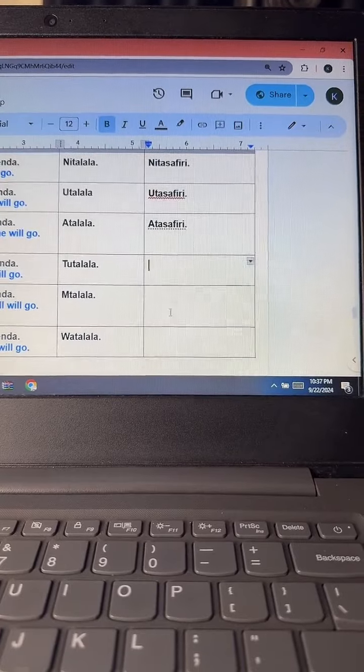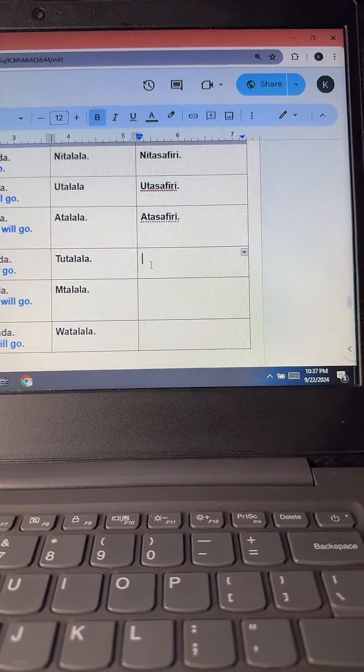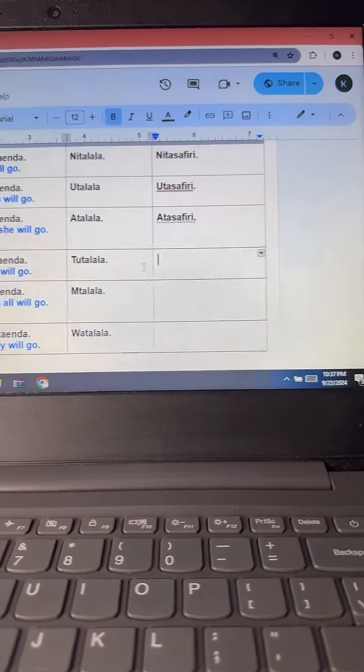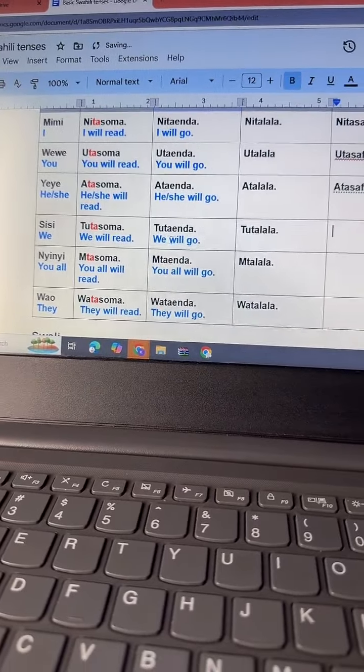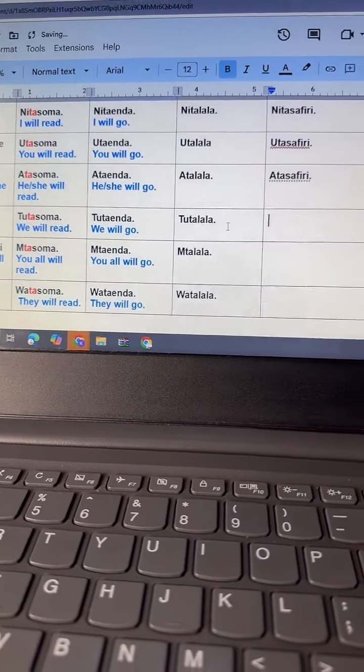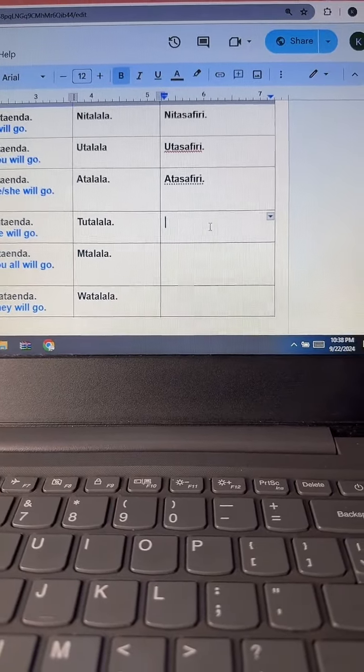Now we have sisi, we. We want to say we will travel. You can see here, we will read, tutasoma, we will go, tutaenda, we will sleep, tutalala. What about we will travel? The verb is to travel.